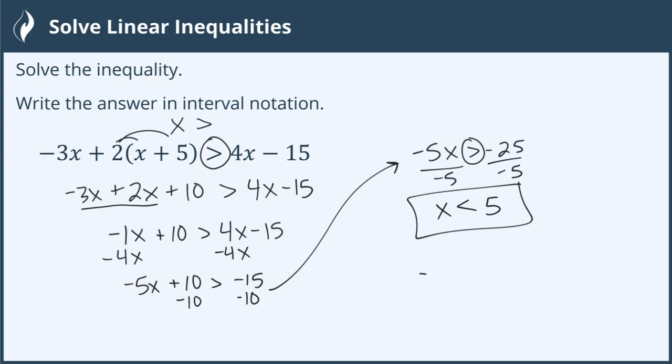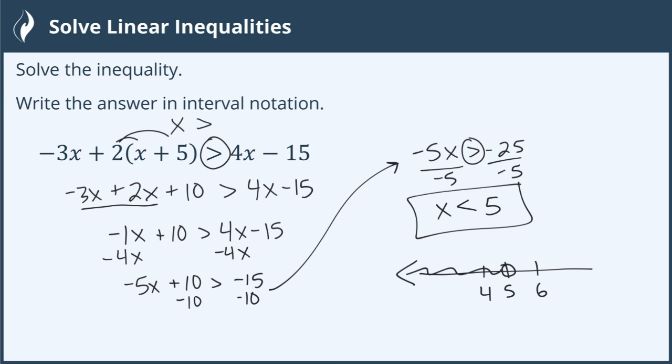And then if I were to graph that, I'd go to the number line where 5 is, and I would do an open circle because it's less than. If it was less than or equal to, I would do a closed circle. And then I'm going to shade everything less than the line.